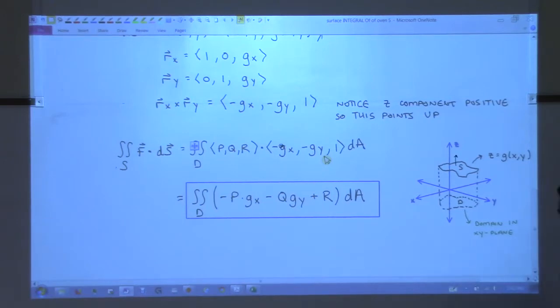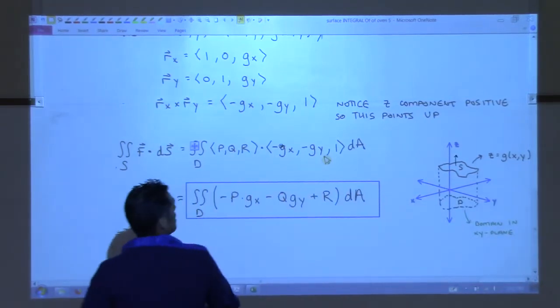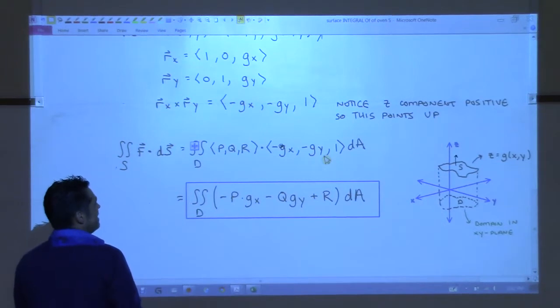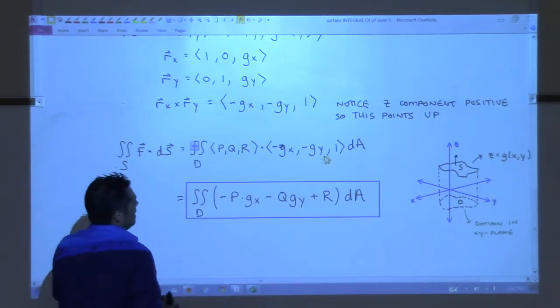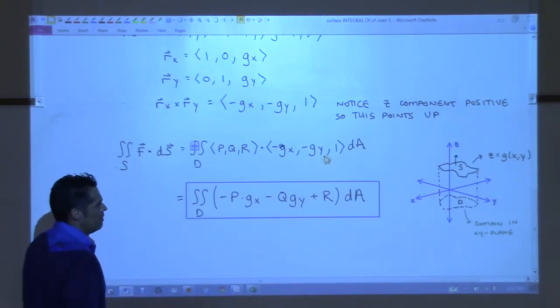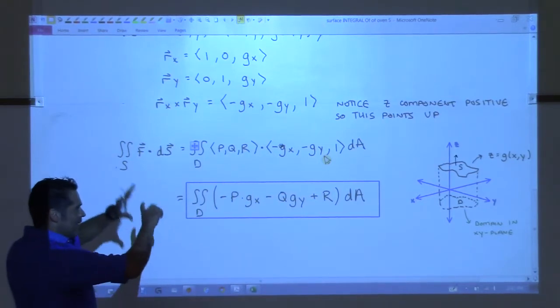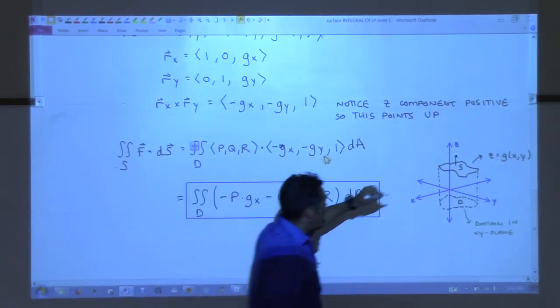I thought I had that written down on here. Something on the top right. Is it top right? Notice C component positive, so this points up. Yeah, so in that case, I thought I had it defined more like, hey, everyone, look at this. So I thought I drew it on here.